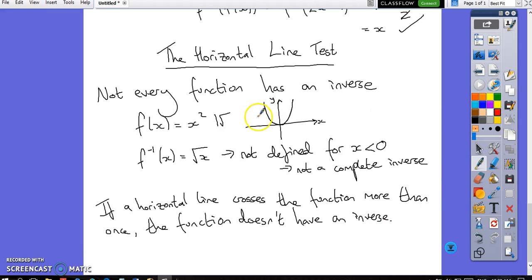So with this function here, if I draw a horizontal line there, it crosses the function here as well as here in 2 points. This means then no inverse according to the horizontal line test. In the next video, I'll be doing a few examples of finding inverse functions and also checking whether inverse functions exist.